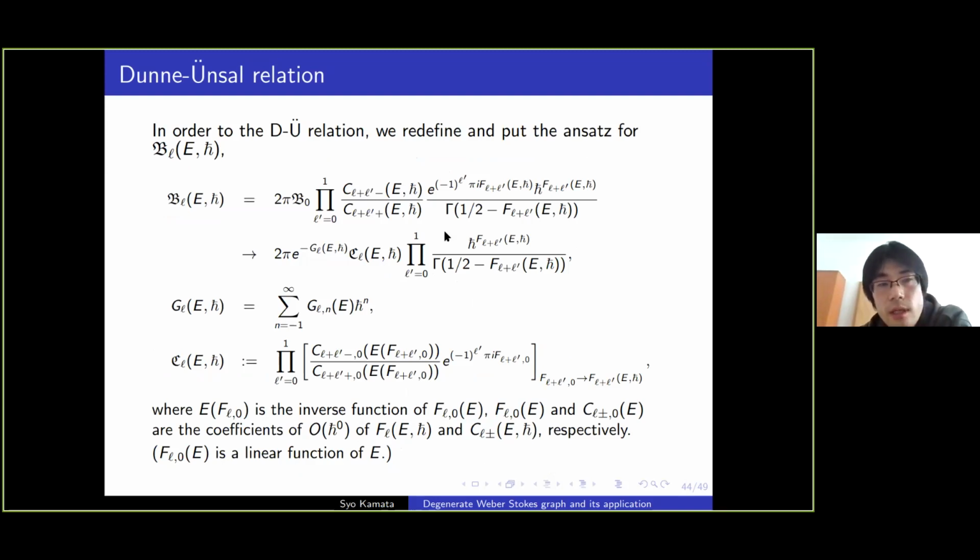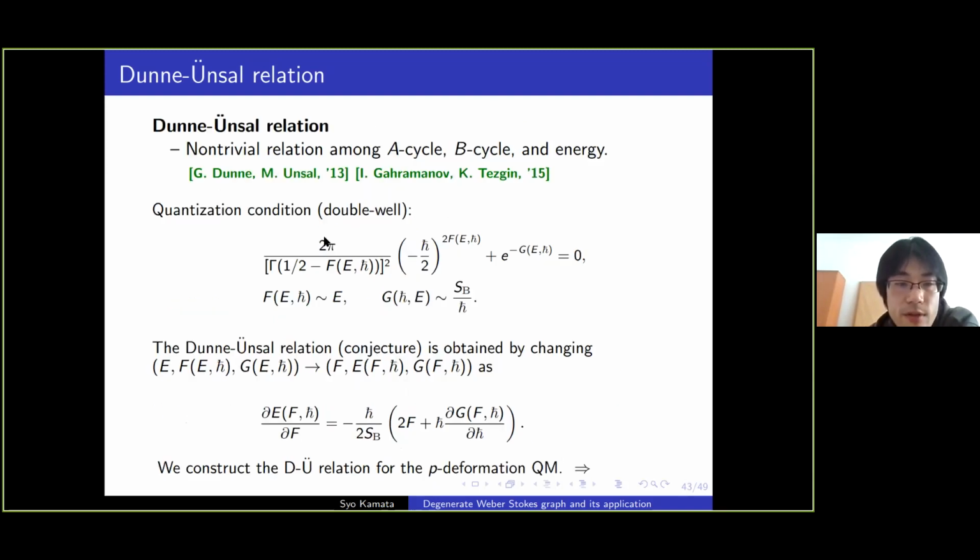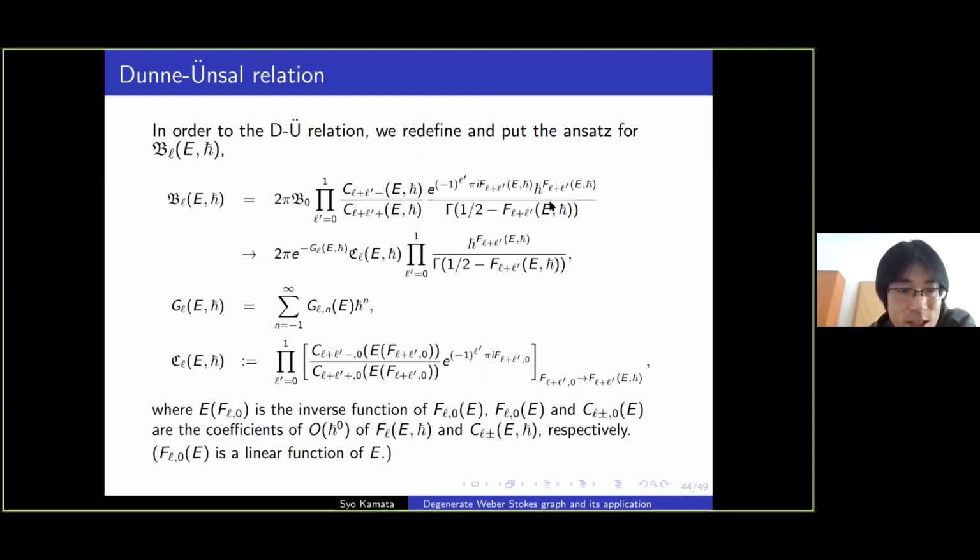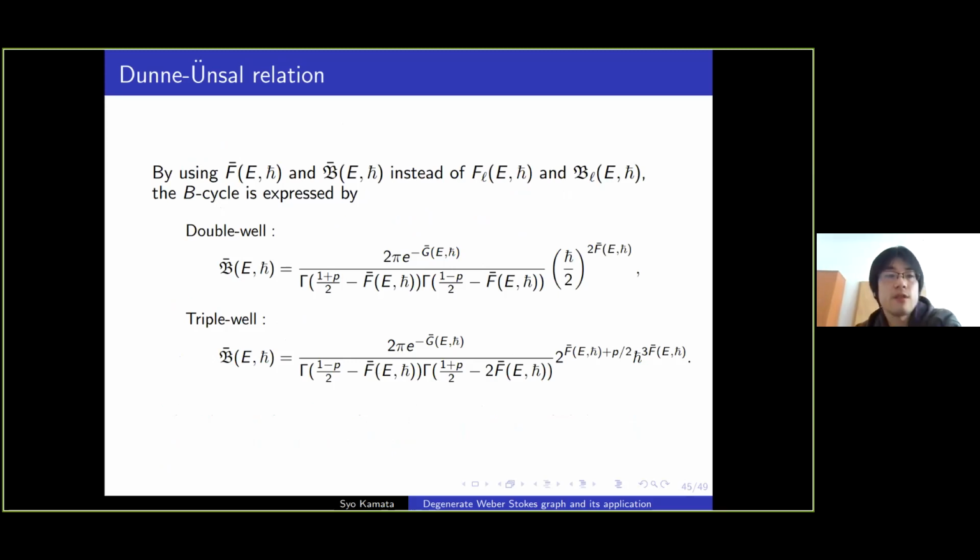In order to consider the Dunham relation, we have to change this form by using G, like this form. So yes, this is a little bit complicated. However, if we use F bar and B bar, this set can be written in this form. Here this is G, and here F bar, and now there is an H bar over 2 and F bar, and so on. So let us start with this form.